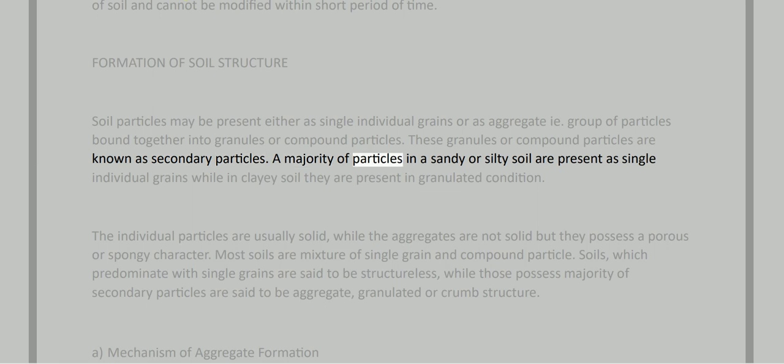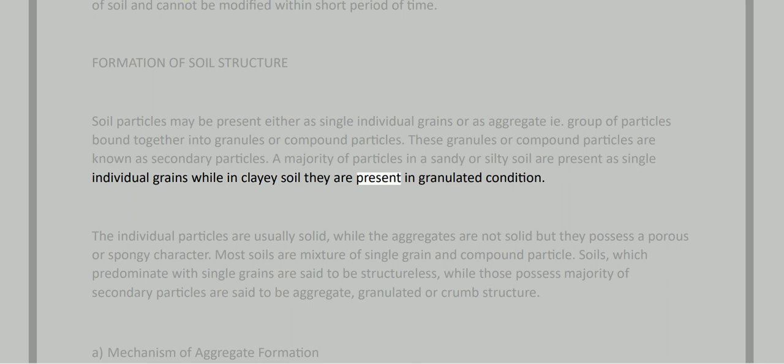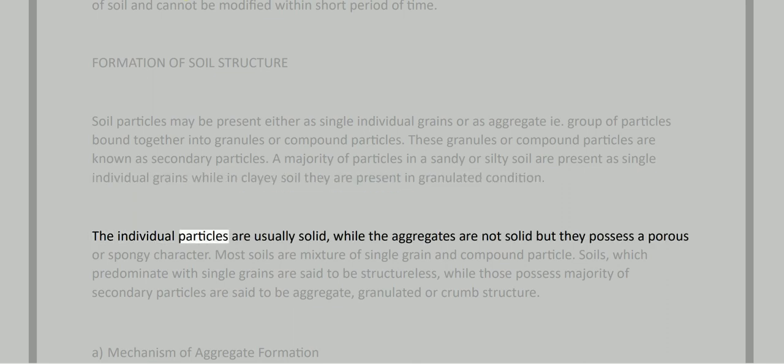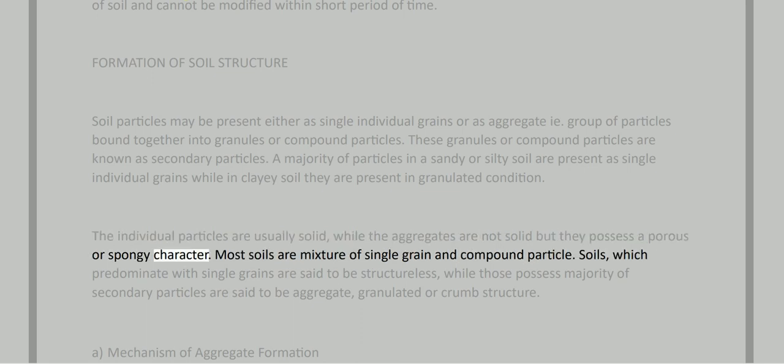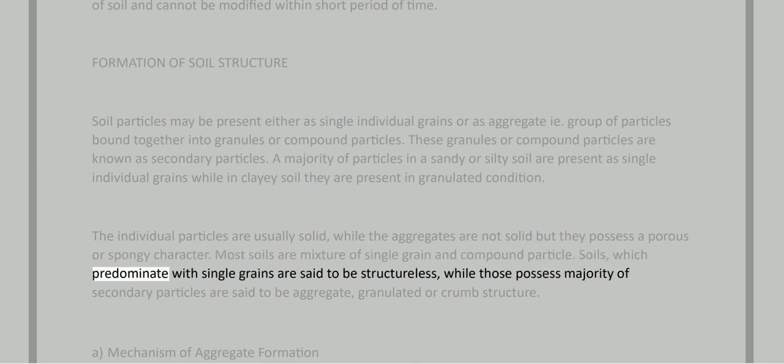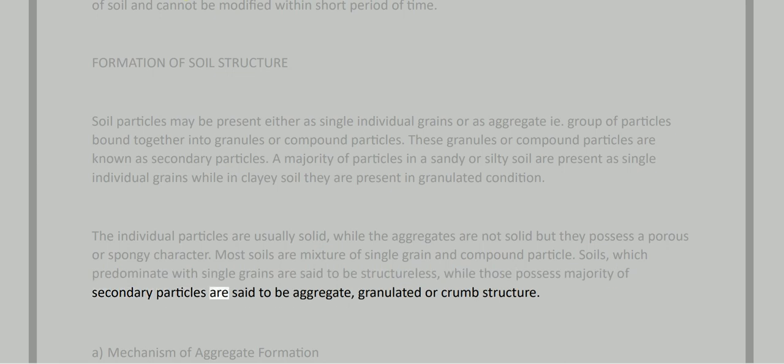These granules or compound particles are known as secondary particles. A majority of particles in a sandy or silty soil are present as single individual grains, while in clayey soil they are present in granulated condition. The individual particles are usually solid, while the aggregates are not solid but possess a porous or spongy character. Most soils are a mixture of single grain and compound particles. Soils which predominate with single grains are said to be structureless, while those that possess a majority of secondary particles are said to be aggregate, granulated or clump structure.